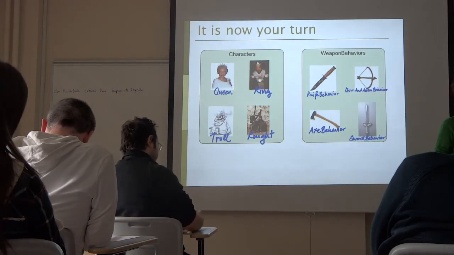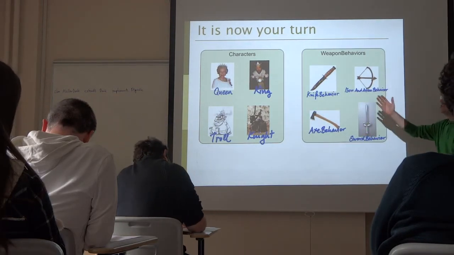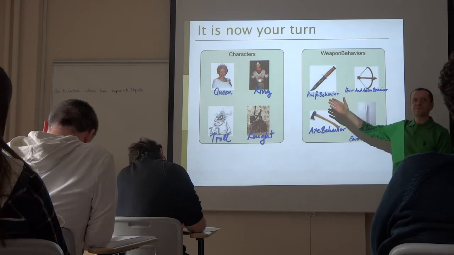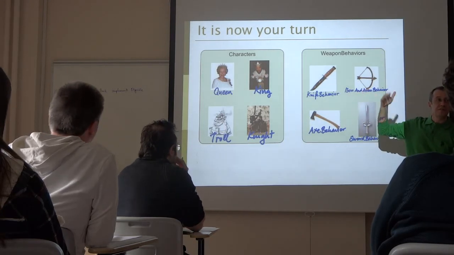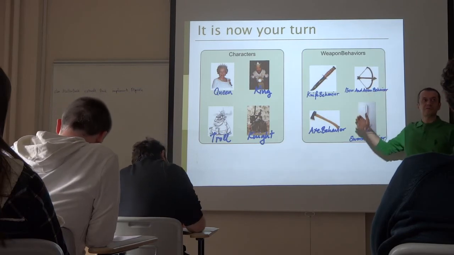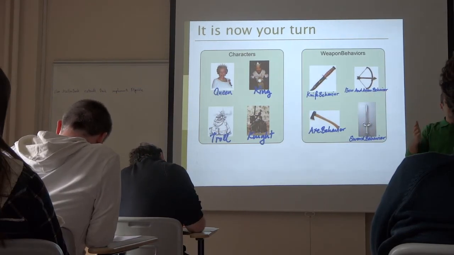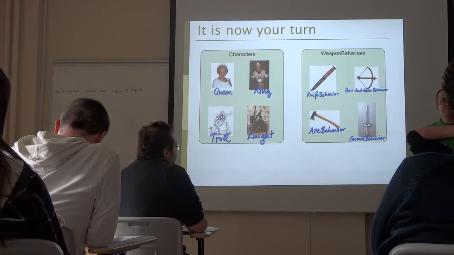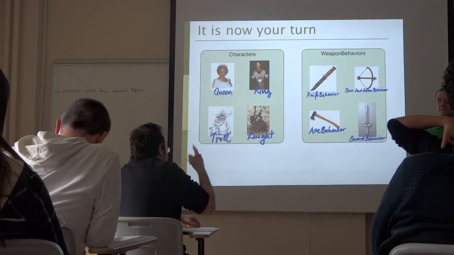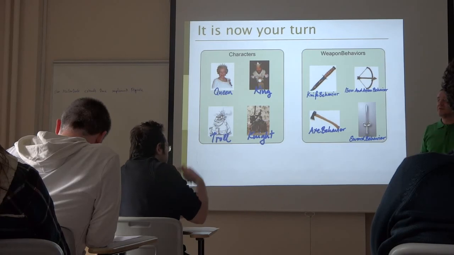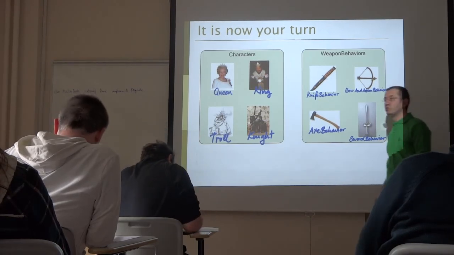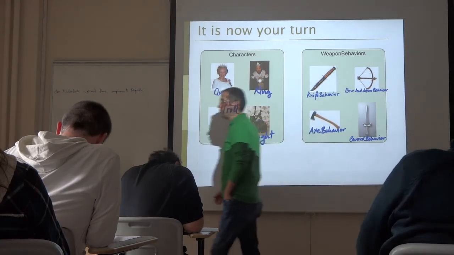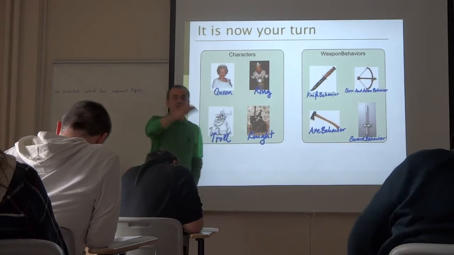But the idea is, can you please make these characters flexible enough to have any weapon that they would like as a method. These are methods. During the runtime, we will be able to change their weapon behaviors. They will be able to change their weapon behavior.